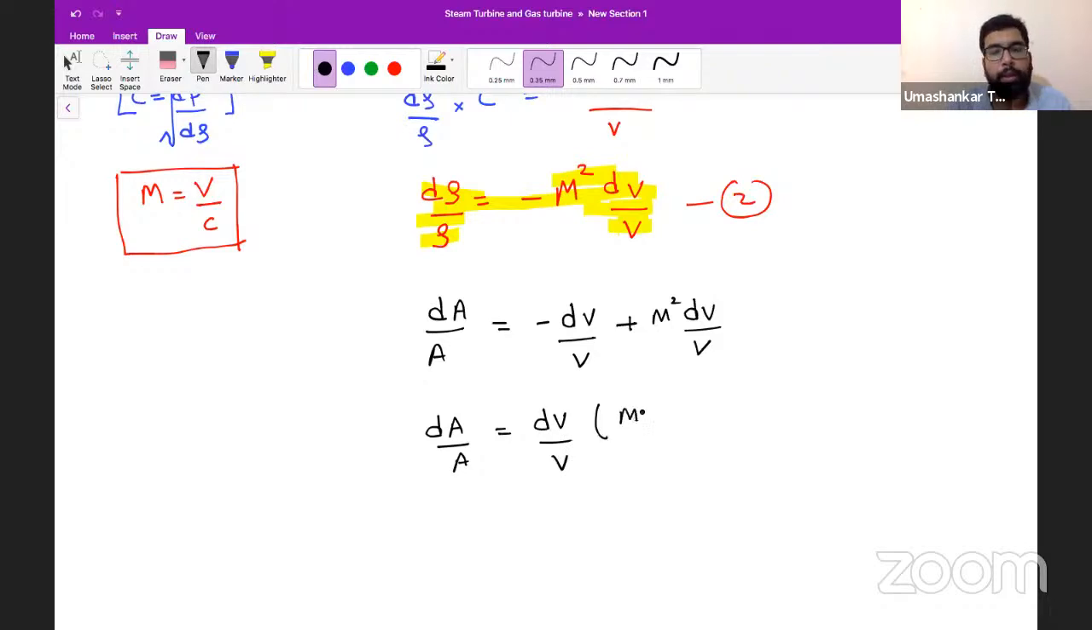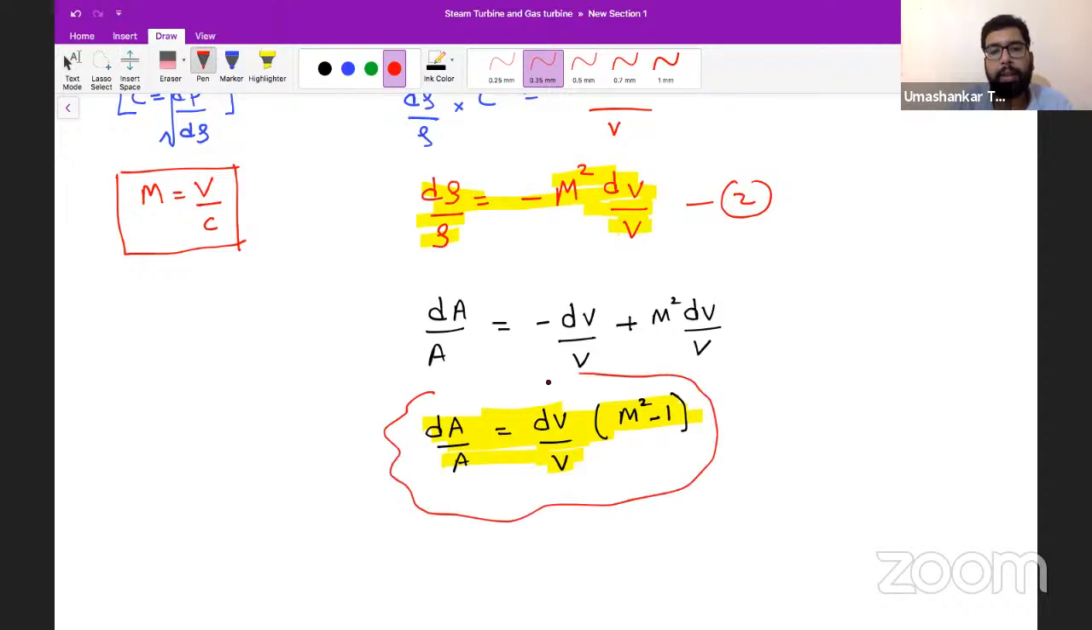So this is coming out to be M squared minus 1. This is a very important formula, a very important thing that we require to focus on here. So let me mark it as very important. Why is it very important? Because this is giving us the change of velocity with respect to area.